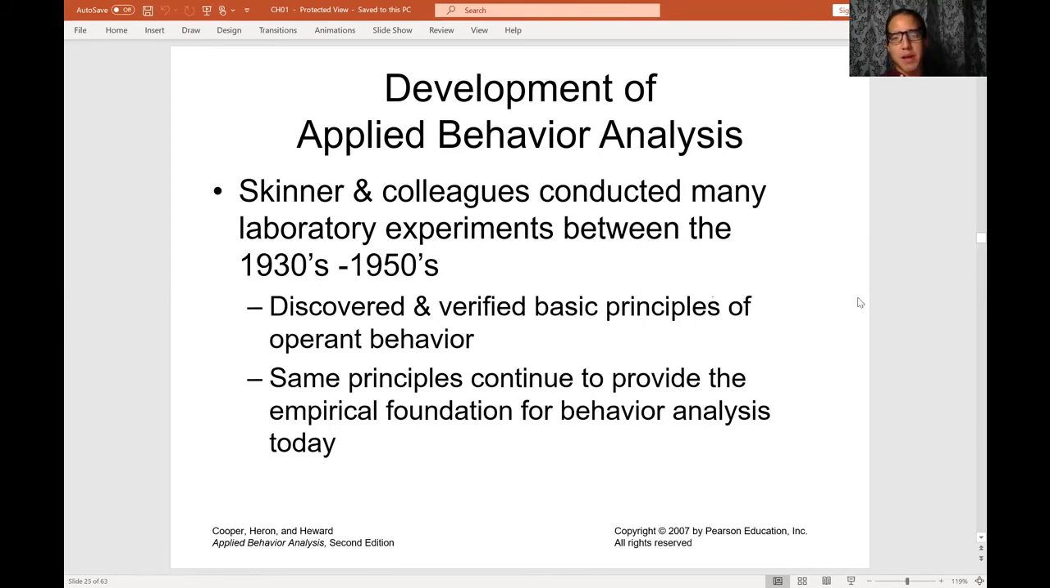Skinner and colleagues conducted many laboratory experiments between the 1930s and 1950s. They discovered and verified basic principles of operant behavior. The same principles continue to provide the empirical foundation for behavior analysis today. So almost 90 years ago, they discovered and verified the basic principles of operant behavior, and they continue to influence the practice today. That's why Skinner is one of the most prominent, most important people in our field.